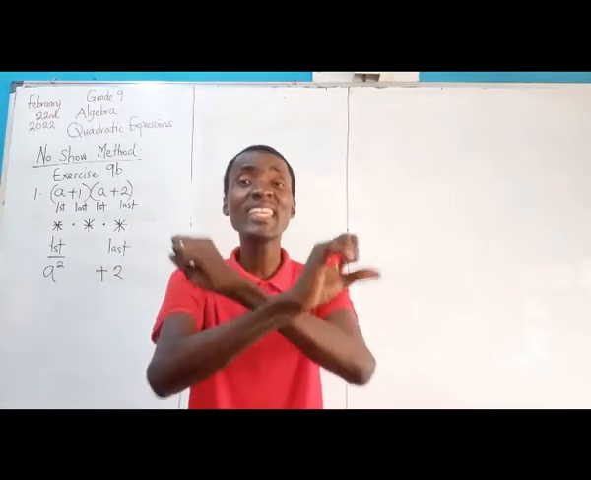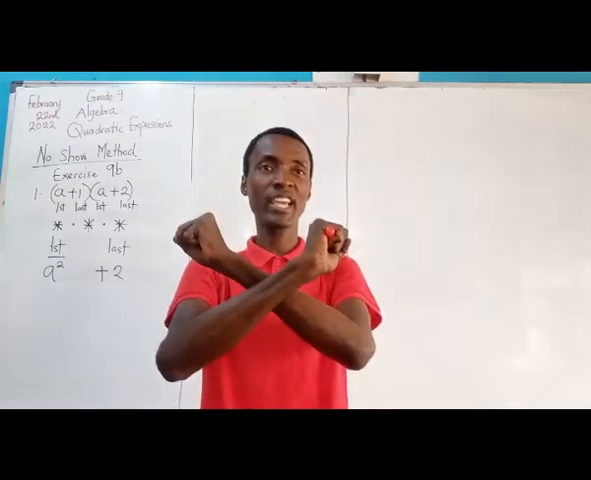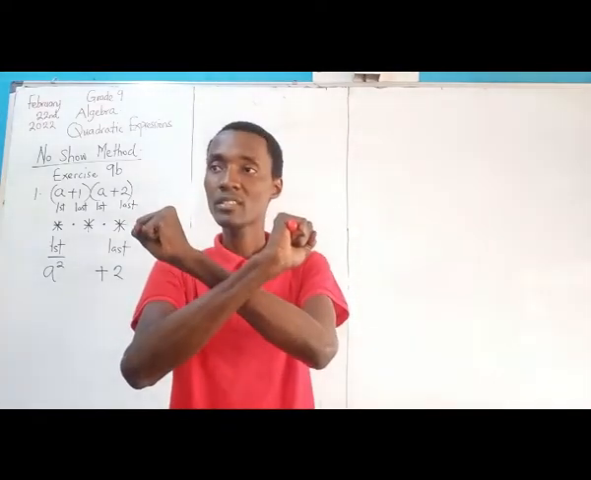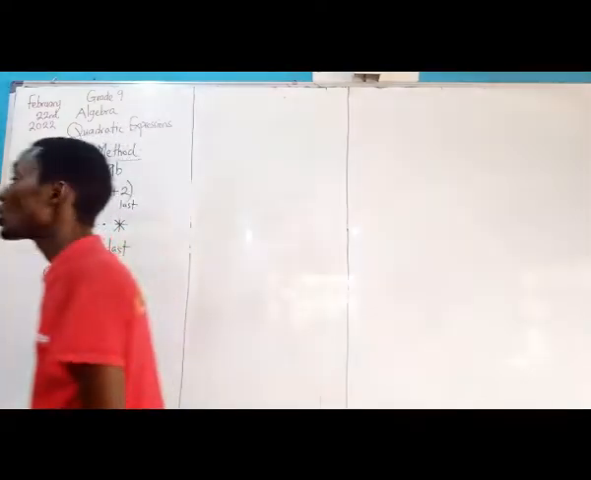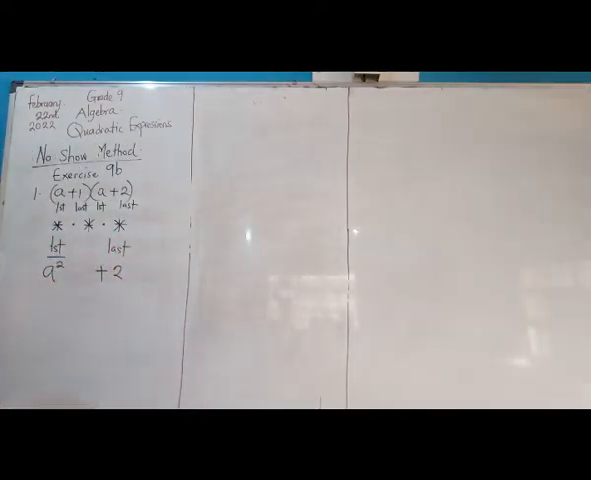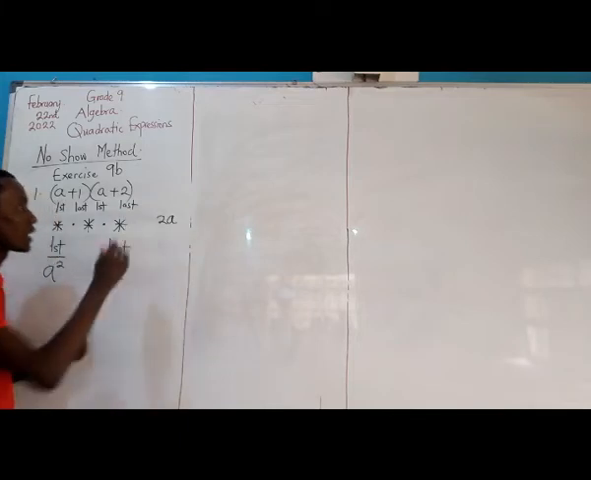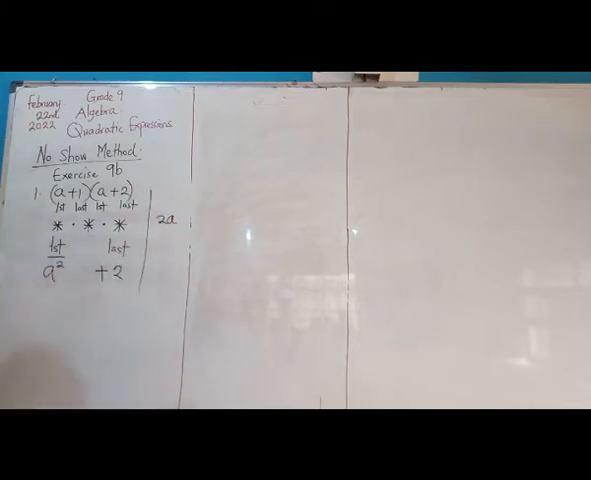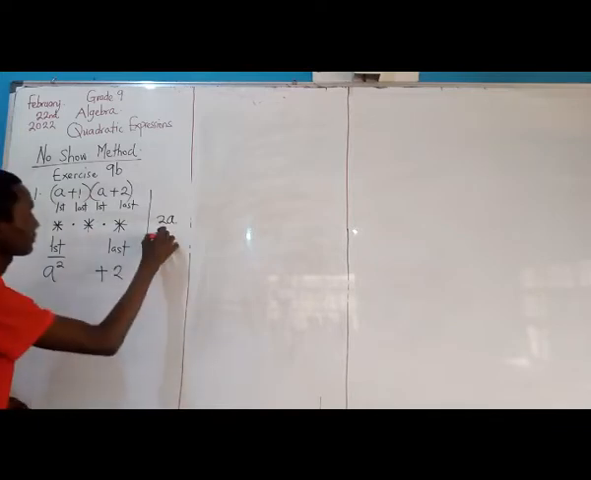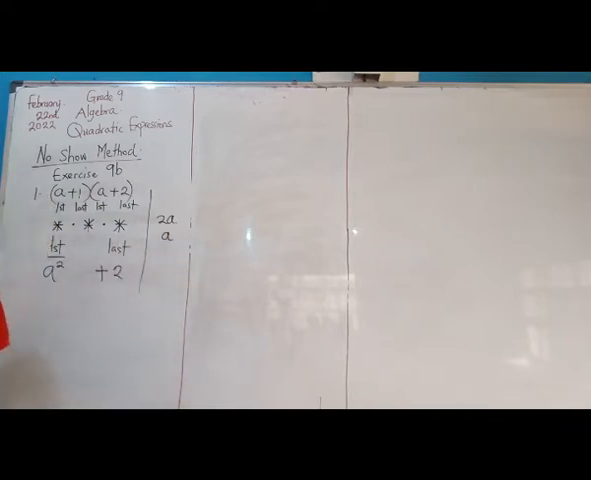So we call it the interchange multiplication. What do I call it? Interchange multiplication. Beautiful. So by interchange multiplication, what that will mean is that I will use the first here to multiply the last here. What do I get? 2a. I'll write it down here at my side. I'll use the last here to multiply the first here. What do I get there? Only a.